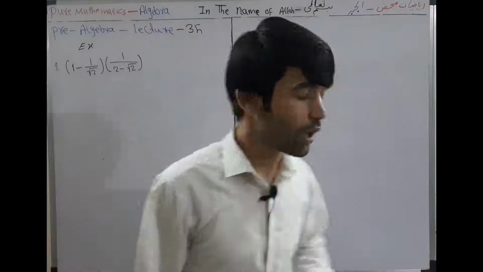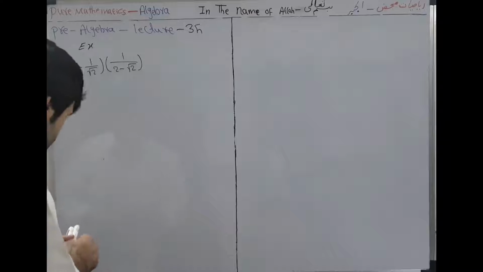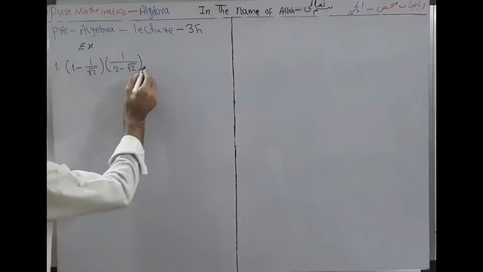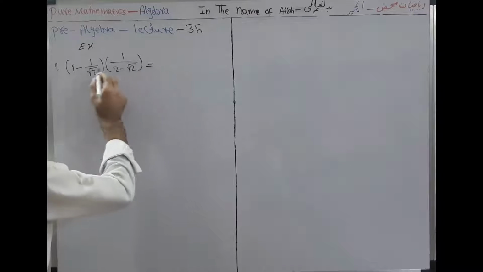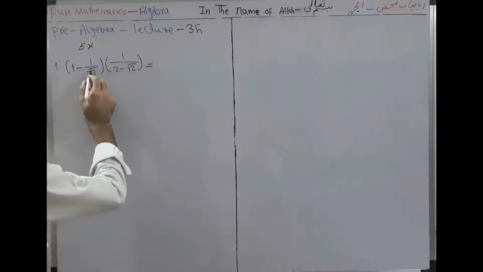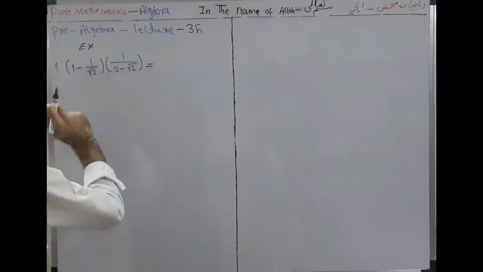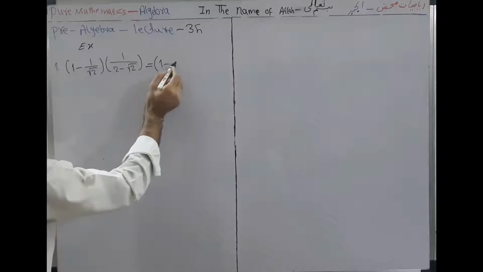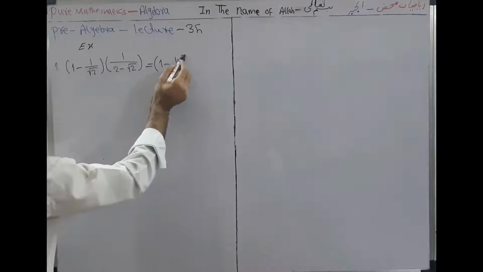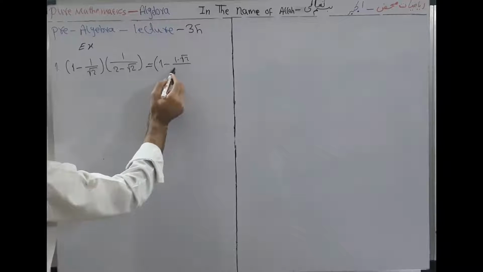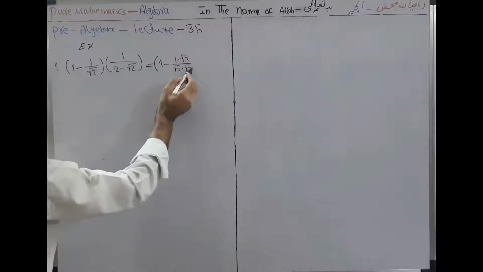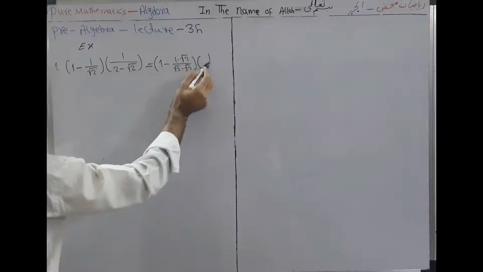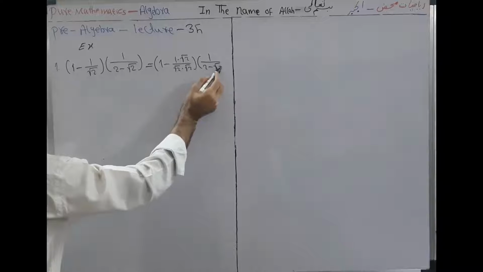First, here we will solve this question. Question 1. Here we rationalize this root. We get 1 minus 1 multiplied by square root of 2 over square root of 2 into square root of 2, into 1 over 2 minus square root of 2.